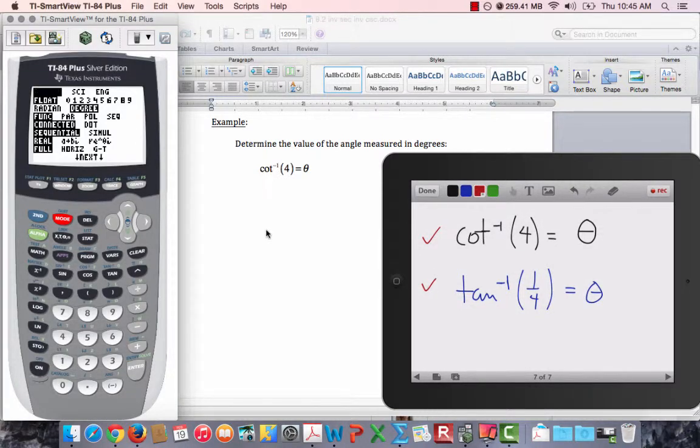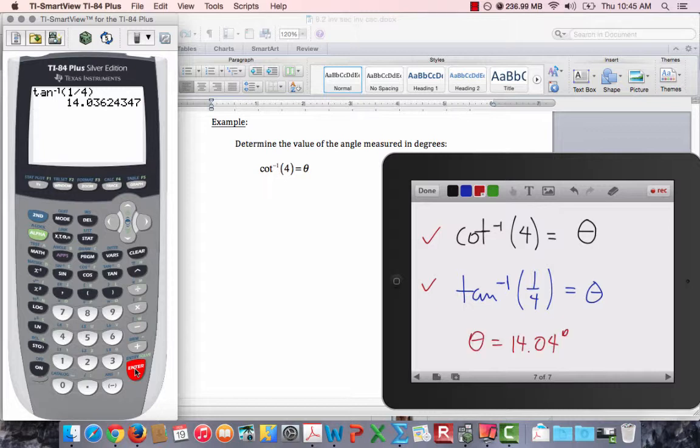So with our calculator in degrees, we're going to evaluate the inverse tangent of 1/4 to get an angle that we expect to be in degrees and in the first quadrant. So our answer here is that the angle theta is 14.04 degrees.